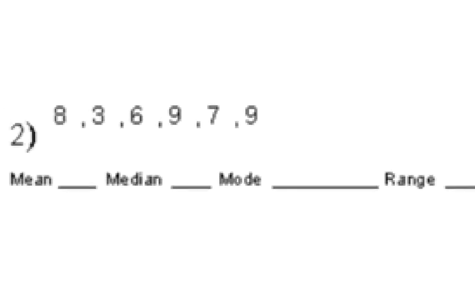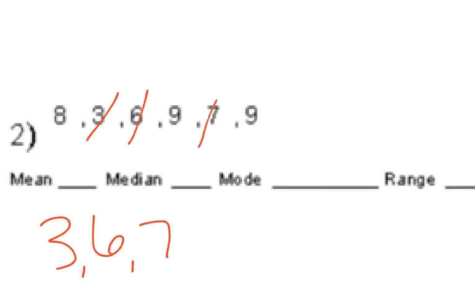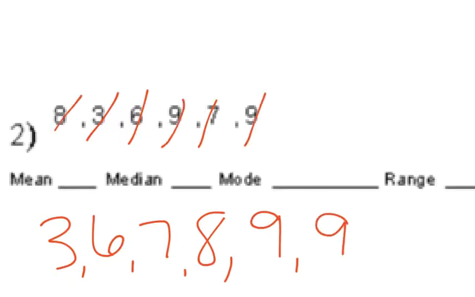Okay. The first thing I do is put the numbers in order. I have a 3, I have a 6, I have a 7, I have an 8, and I have 2 9s. And the reason I cross them out as I go is I don't want to miss any numbers. So, mode is when you see the most. I see 9 the most. The range is the difference between. So 9 minus 3 is 6.